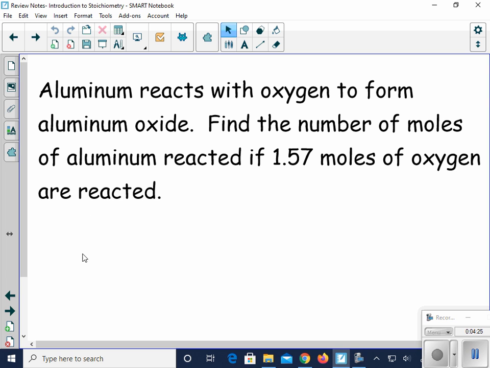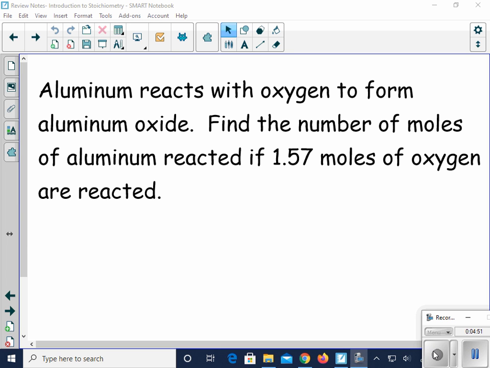What I would like for you to do is go ahead and copy this example into your notes, and then we will work this example. I was nice with this one because I gave you the entire reaction. It says aluminum reacts with oxygen to form aluminum oxide. Find the number of moles of aluminum reacted if 1.57 moles of oxygen are reacted.